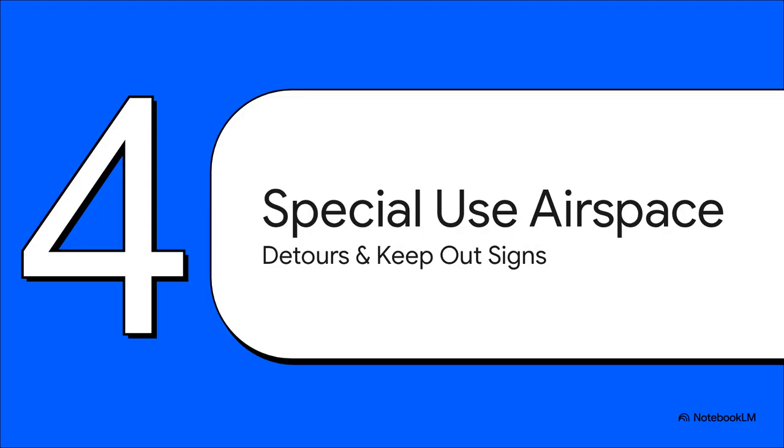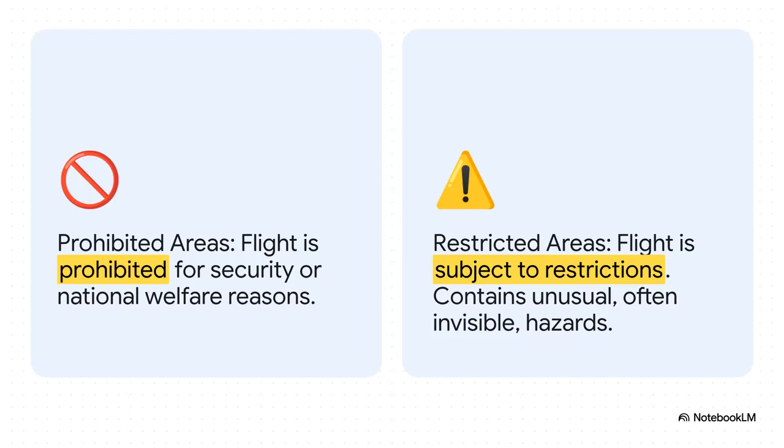Now, just like the roads we drive on, the sky's highways aren't always open everywhere. There are special zones you have to watch out for. You can think of them as road closures, detours, or even permanent keep-out signs. It's all called special use airspace. The two you absolutely have to know about are prohibited and restricted areas. A prohibited area is simple. You cannot go there. Period.